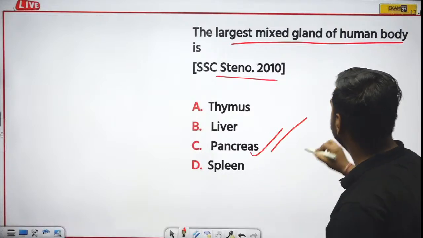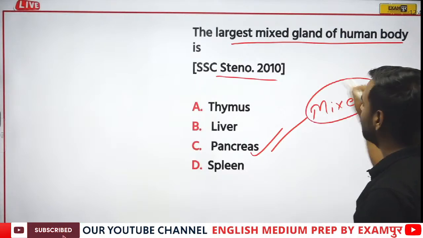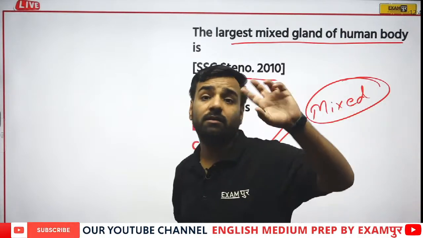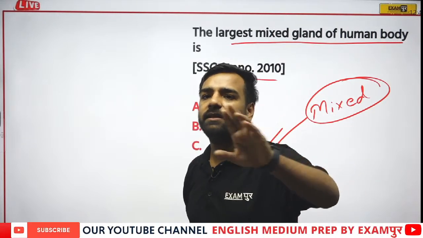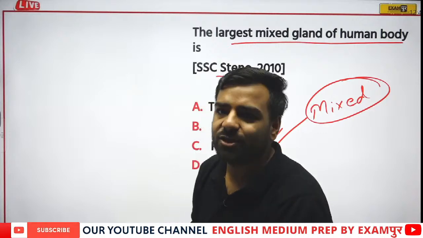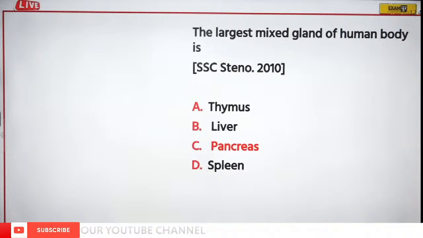If I talk about pancreas, pancreas is also known as mixed gland, which actually acts like both exocrine and endocrine. Largest gland is liver, but mixed is pancreas. Yes. So Vikas is also with C. Cool. So you all are correct. Here, pancreas is the correct answer.